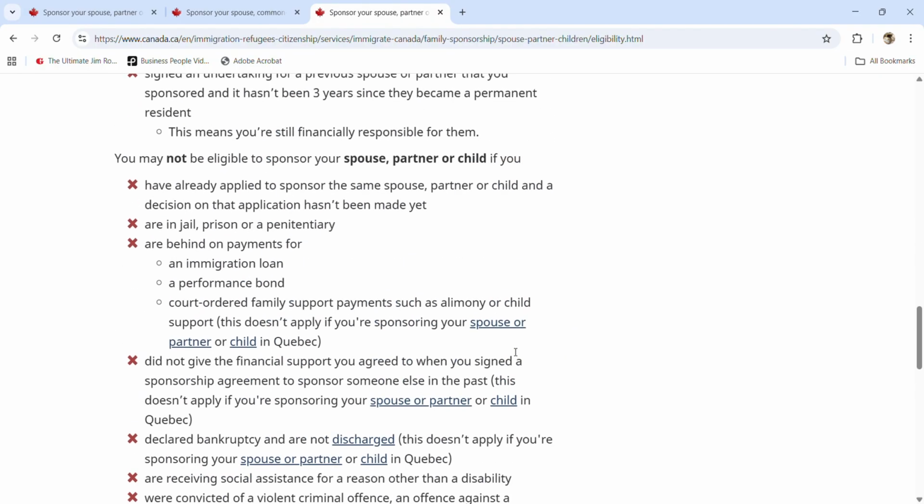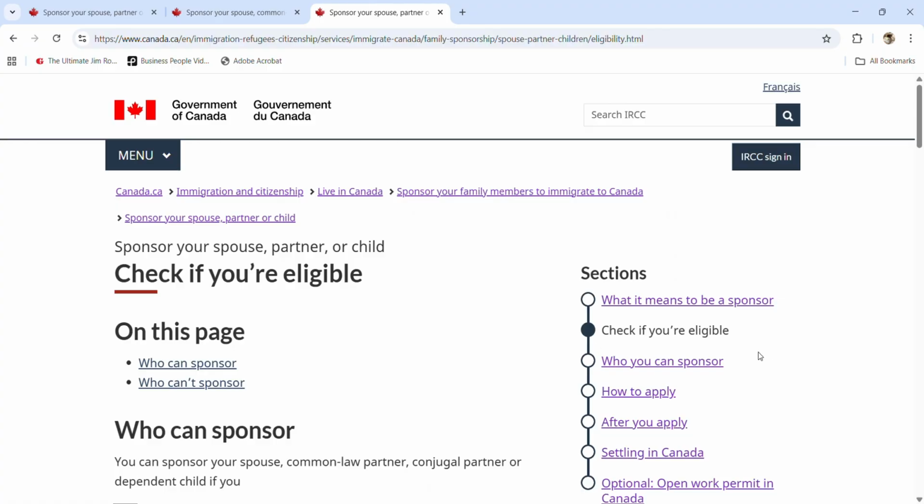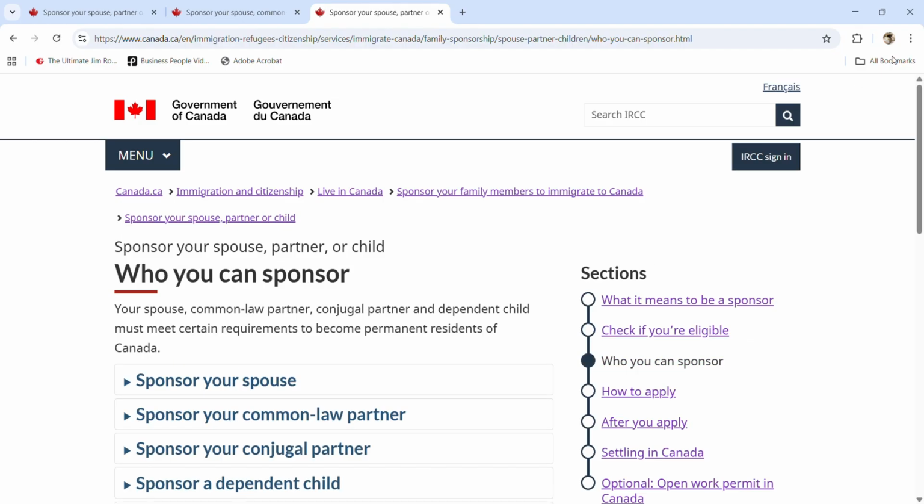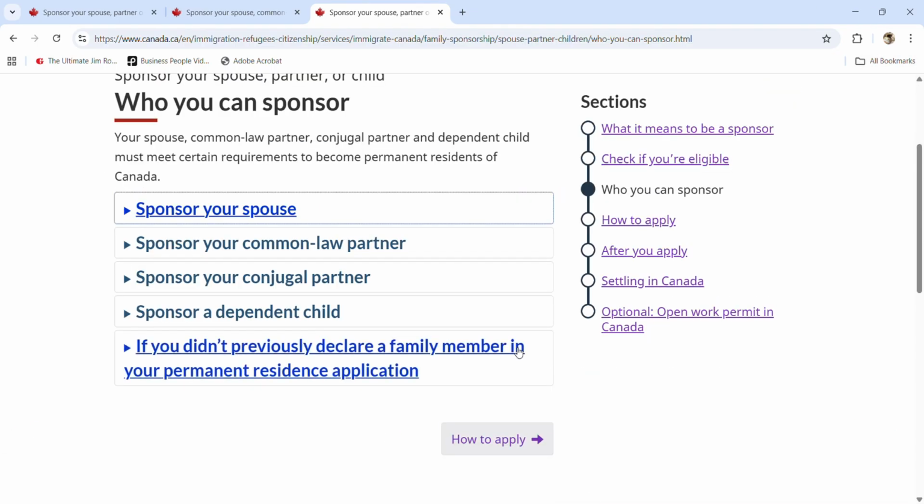Okay, so that is the sponsor. And then next is the part on who you can sponsor. Click in here. Okay, you will spend a lot of time reading that information for your case.